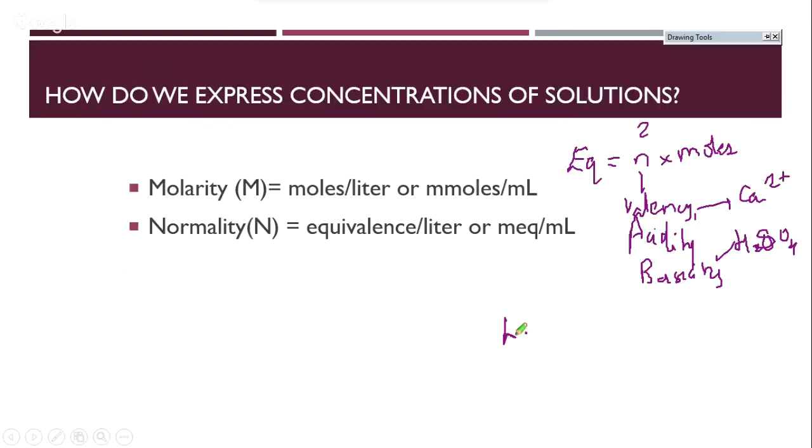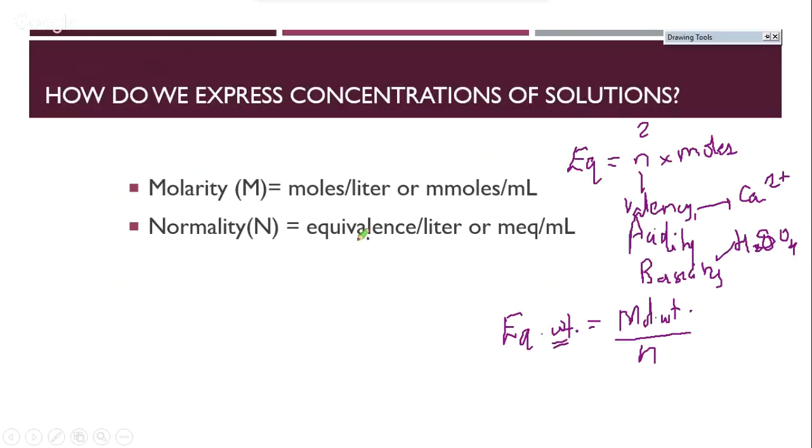And the other way is equivalent weight. Equivalent weight is, on the other side, molecular weight divided by the n factor. So please note, when we are talking about weights, it is division, and when we are talking about equivalence, then it is multiplication.